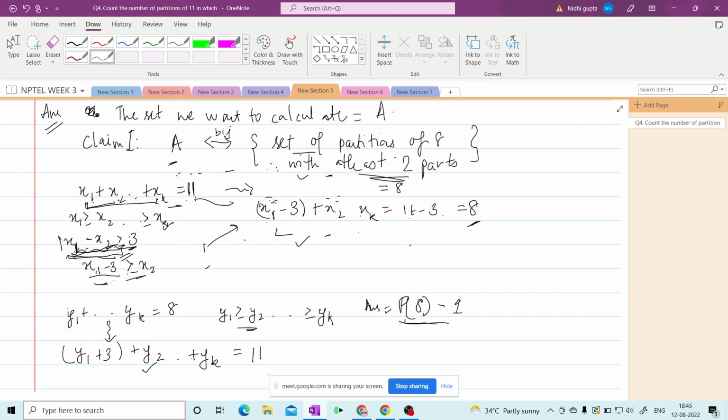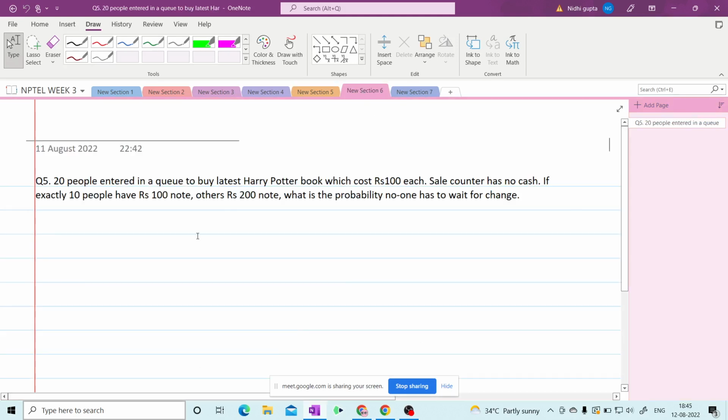Okay. So the next question is from your class. Did you try attempting this? It was one of the problems left in class. 20 people entered a queue to buy the latest Harry Potter book, which costs 100 rupees each. The sale counter has no cash. If exactly 10 people have 100 rupee notes and the rest have 200 rupee notes, what is the probability that no one has to wait for change?